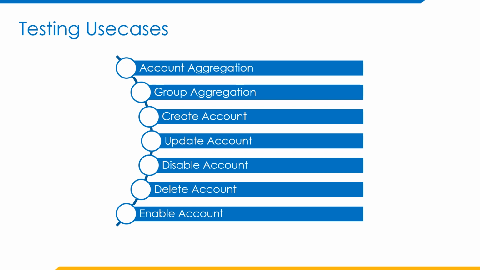Now our custom connector is ready to be used. Here we are going to implement a few use cases using the application configured from our custom connector. Here is a list of use cases which we are going to implement: account aggregation, group aggregation, create account, update account, disable account, delete account, and enable account. Let us look at each operation in detail.